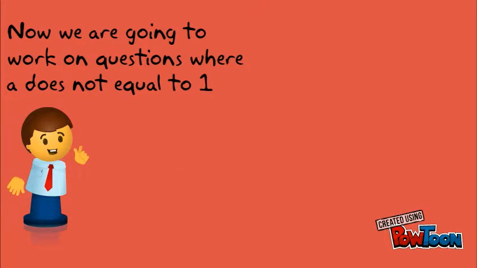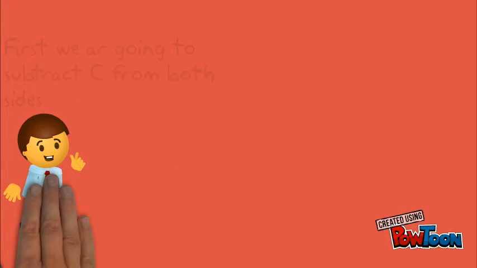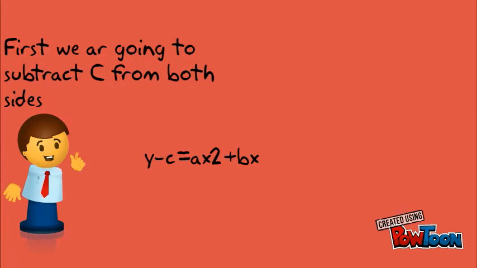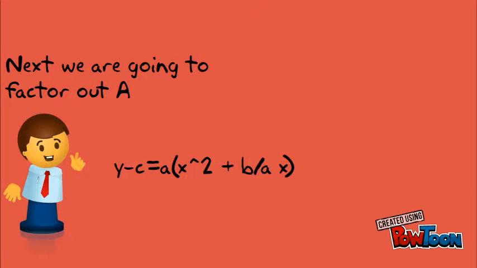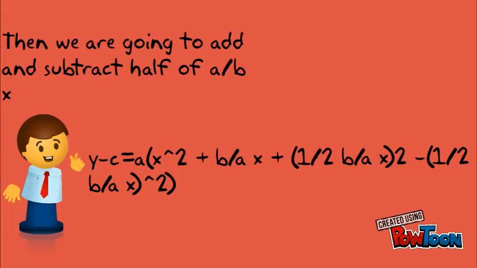Now we're going to start working on equations where a does not necessarily equal 1. First we're going to get our same equation, just to start off with. First we're going to subtract c from both sides here, and then we're going to factor out a.